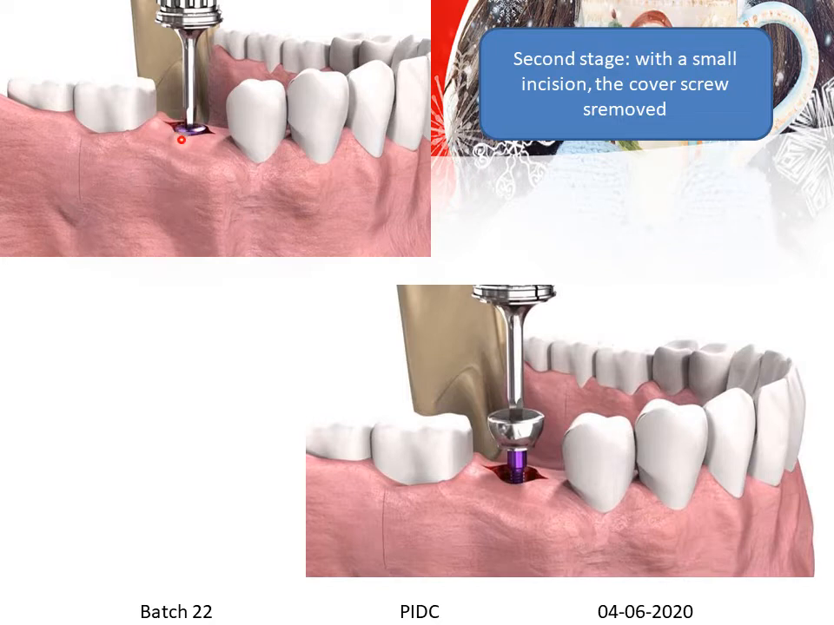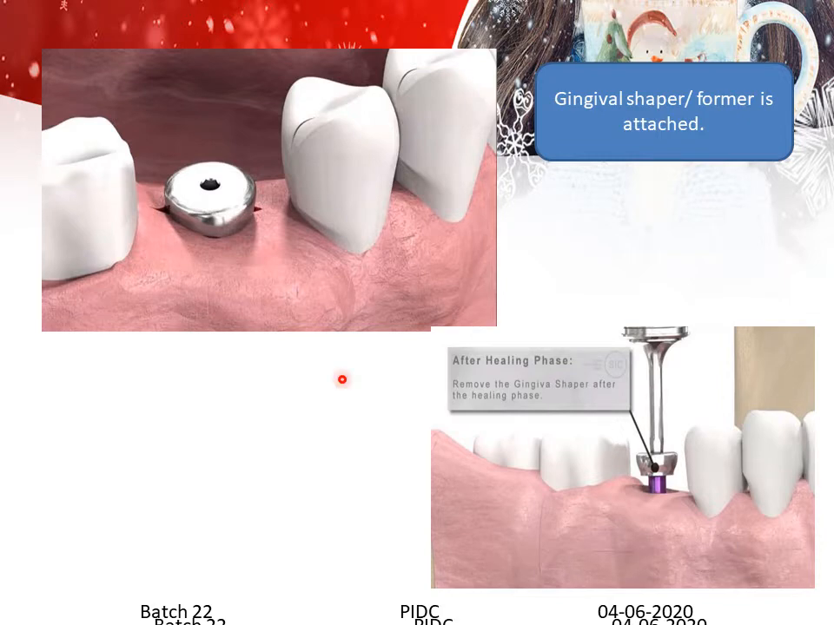You are going to remove the cover screw. Just make a small incision, and the cover screw which you have placed, you are going to remove it. So you can see how we are removing the cover screw, followed by which you place something called a gingival shaper or the gingival former. This is placed to adapt the tissues around the implant. So when we are going to place the abutment, this forms a surface which is very similar to that of your tooth surface, the gingival tissues.